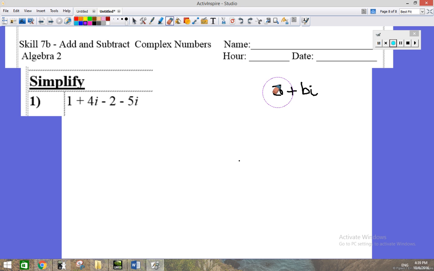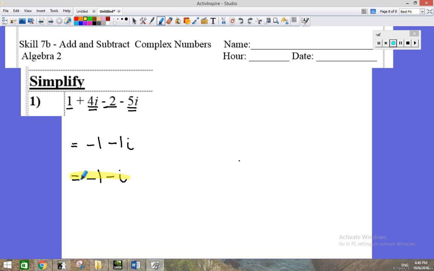Alright, so we have a 1 and a negative 2. We have a 4i and a negative 5i. So it's very much like when we first learned how to add with variables, we look at like terms and unlike terms. The real parts, we add those together. 1 minus 2 is a negative 1. And 4i take away 5i is minus 1i. Now, of course, some people may just write it as negative 1 minus i, and that's fine. And so that's our final answer.